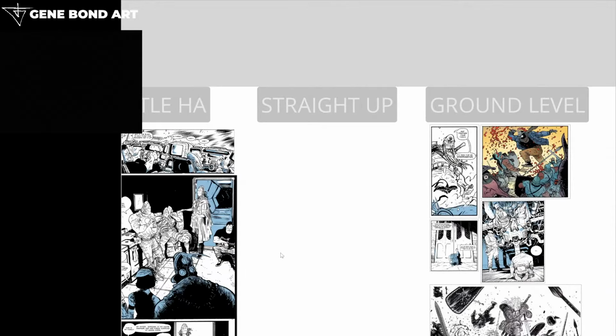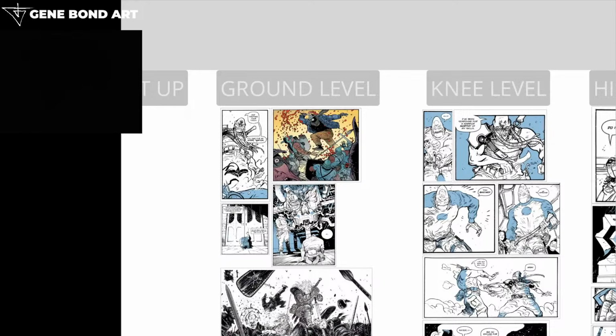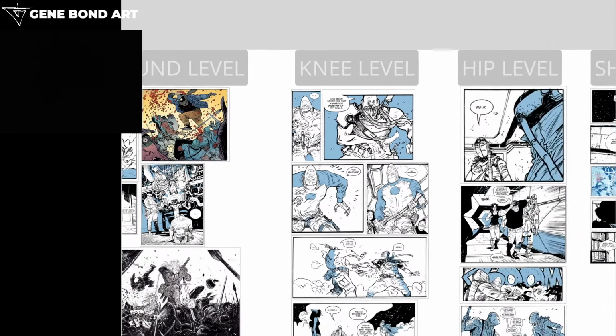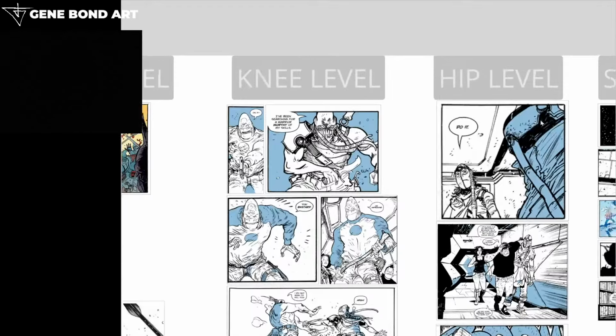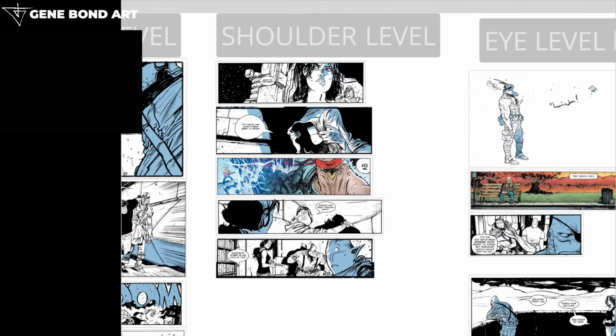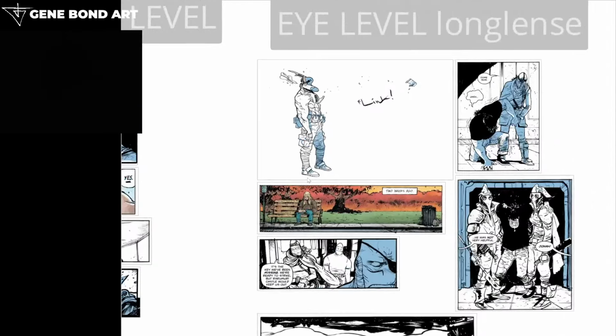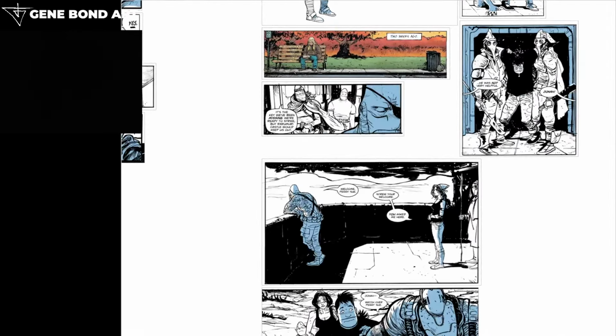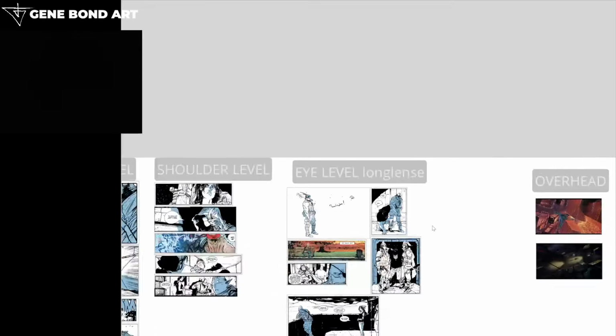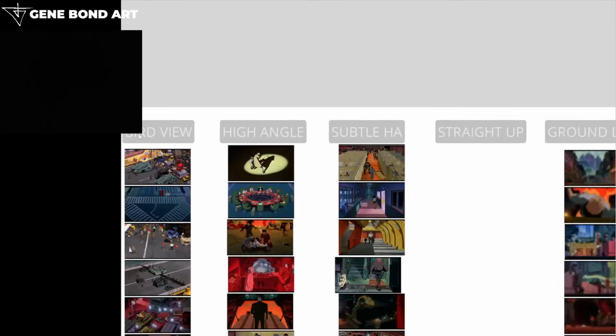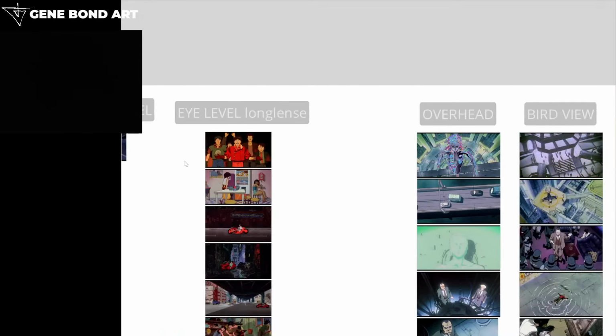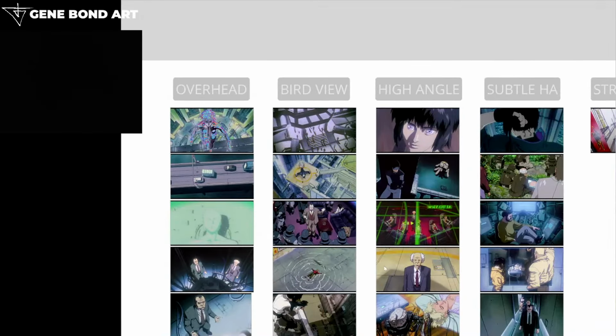I have this tutorial talking about camera angles in Daniel Warren Johnson's works, where I break it down very detailed. So then knee level, hip level, shoulder level, eye level. Kind of this. And same I did with Akira, Ghost in the Shell.